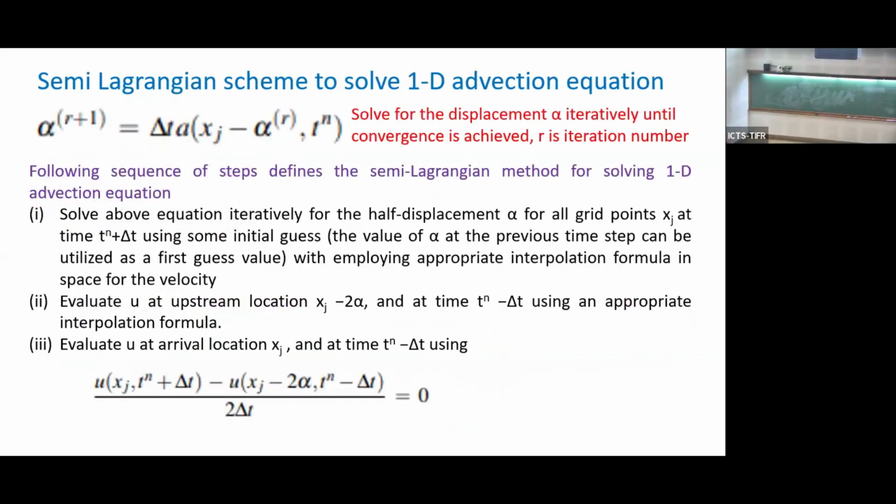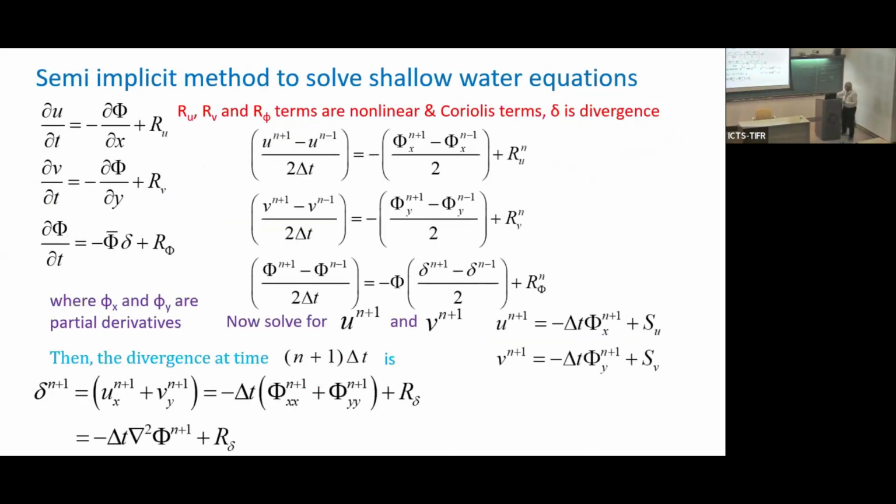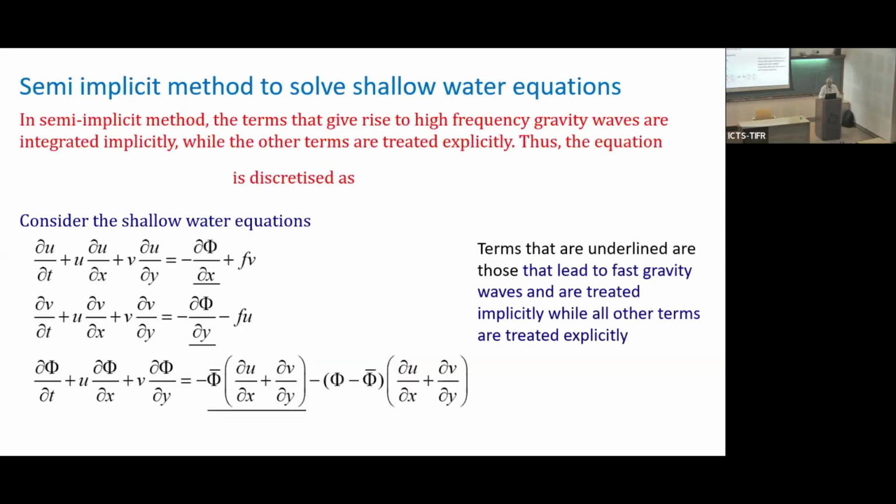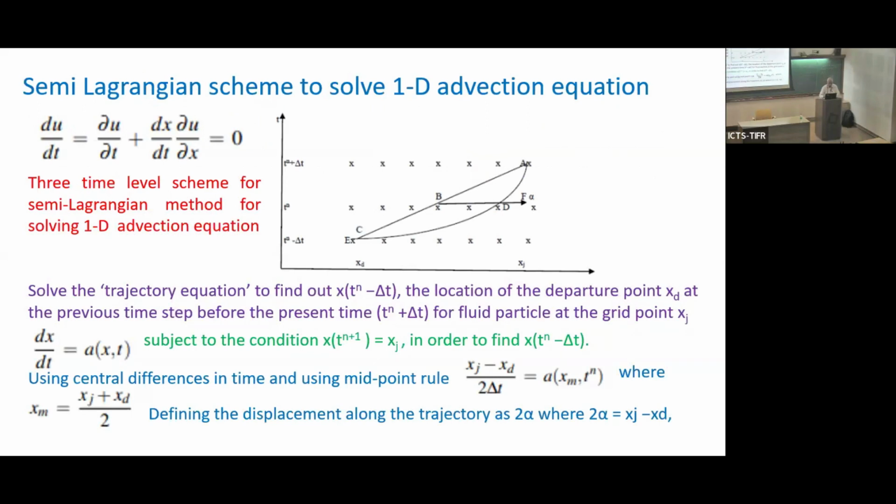So that is what is written. The superscript r is actually the iteration number. Instead of capital U, I have written A. That's the only difference. If you want to see, you can see this. Previously, I have written dx by dt is equal to A. So I am representing it as the velocity.